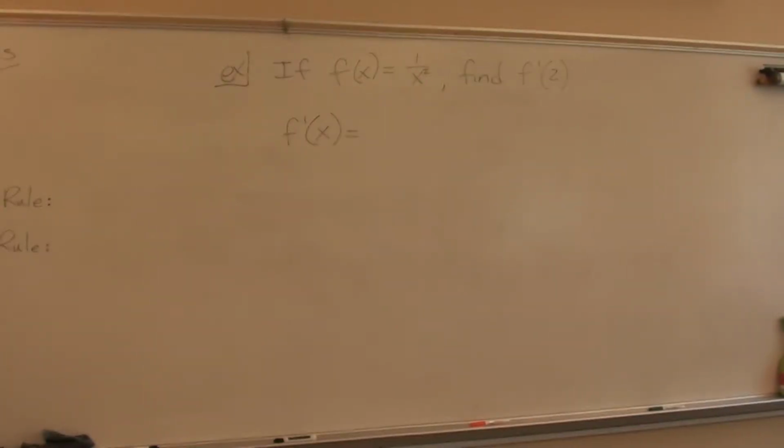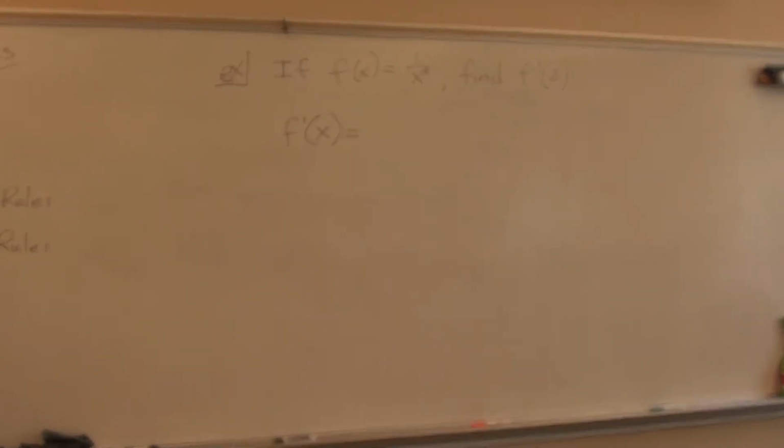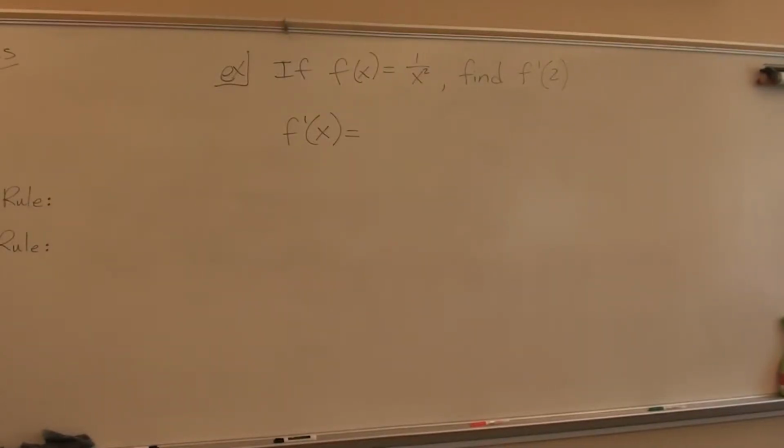Be very careful. It's in the bottom. We do not have a rule for 1 over x to a power. We only have a rule for x to a power. Make sure you rewrite it properly. Yeah, it's x to the negative 2. It's just x to the negative 2.